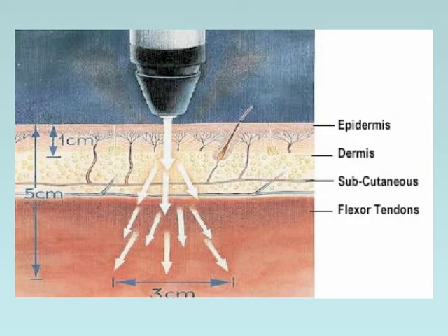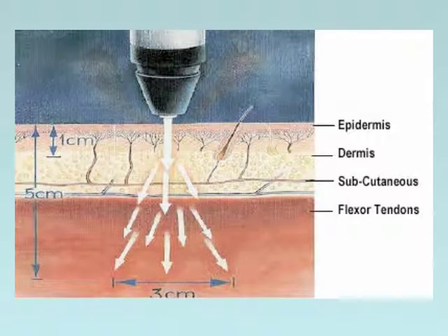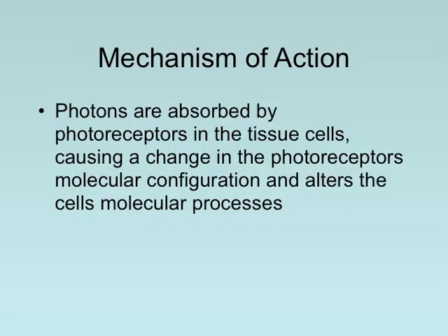So this is what it looks like from the outside as this light comes through and is directed through the skin in a really focused, coherent way. And then as we go through different tissues, you can see that it does diverge a little bit the deeper that you get. So what's the mechanism of action that we're looking for?